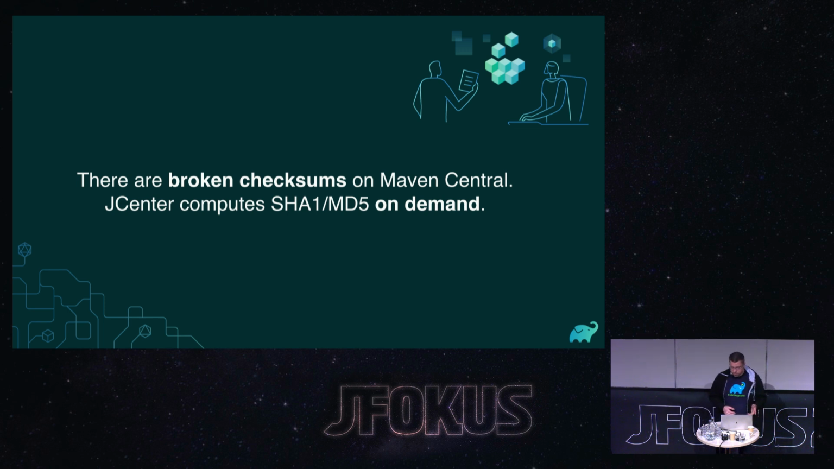JCenter is in a way clearer. It doesn't take the upload. If you want the MD5 or the SHA checksum, it's going to compute them from the archive it's serving you. So really, the only guarantee it gives you is that what you asked from the server is what you got locally, nothing else.